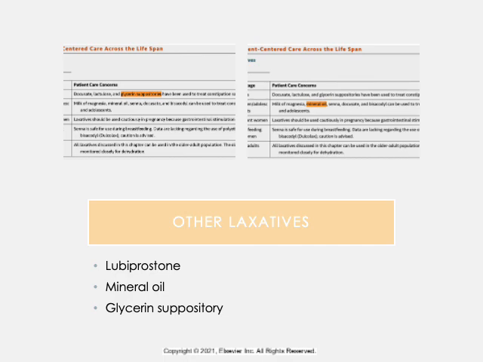So what will you get as a result? Spontaneous evacuation of semi-soft stool, and usually a patient can expect this to happen within 24 hours.